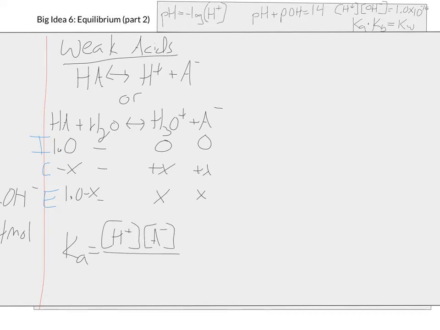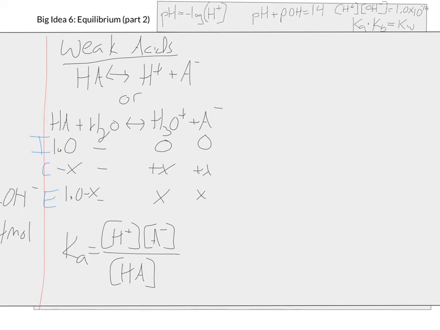anion, my conjugate salt, over HA. And now there's lots of ways that this problem can go. If we had the Ka, then we simply plug in x times x, so x squared over 1 minus x. You can use your solver, and then you can solve for the hydrogen. Once you solve for x, you know the pH, because negative log of the hydrogen or hydronium is the pH.